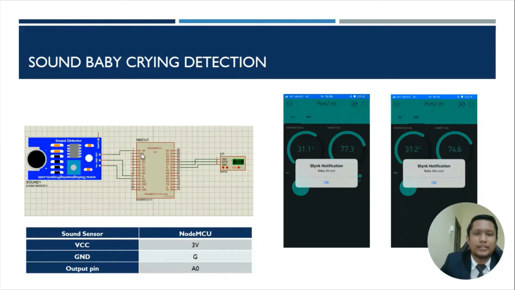It means that when the childcare workers are far away from the babies, they will get a notification that the baby is crying. Like this, the notification will pop up and notify the user that the baby is crying. There are two examples here. First is for baby Ali and the second one is baby Abu. If baby Ali is crying, it will pop up like this, the notification, baby Ali cry. And when baby Abu cries, it will pop up like this, baby Abu cry.